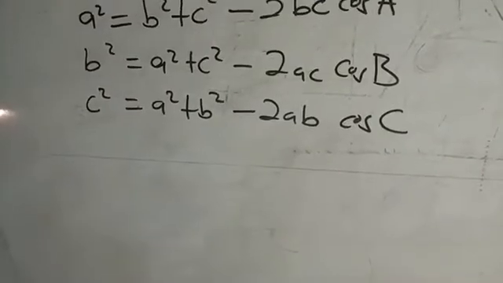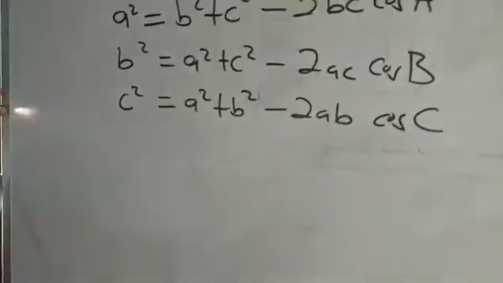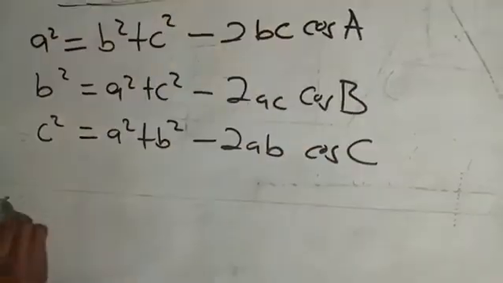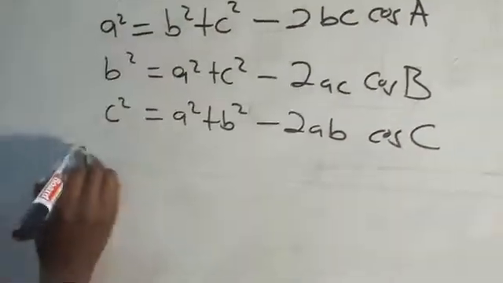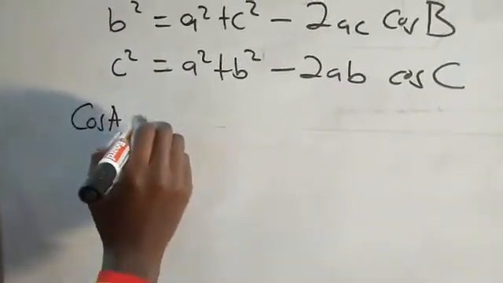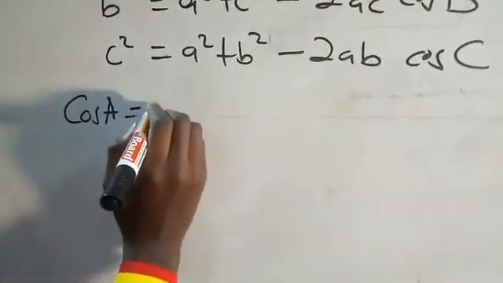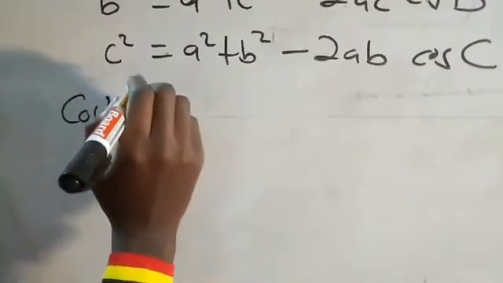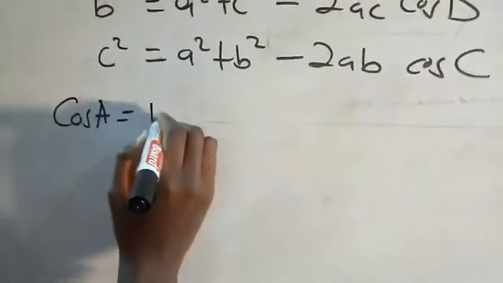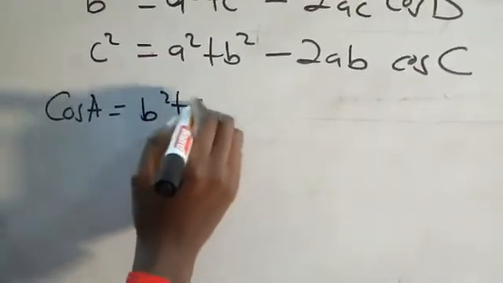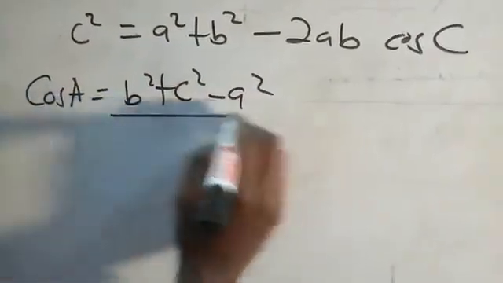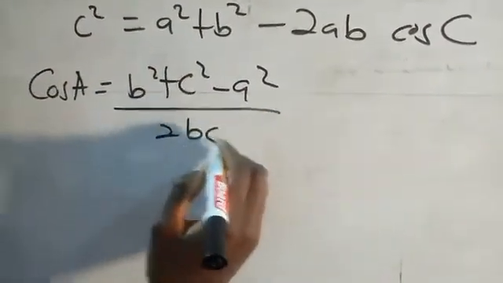So when you need to find cos A alone, it will be cos A equaling b squared plus c squared minus a squared over 2bc.